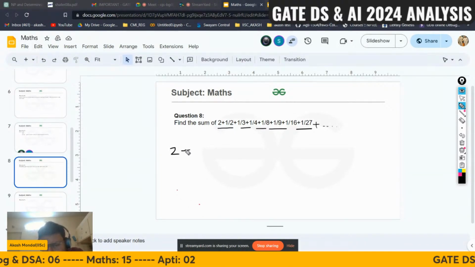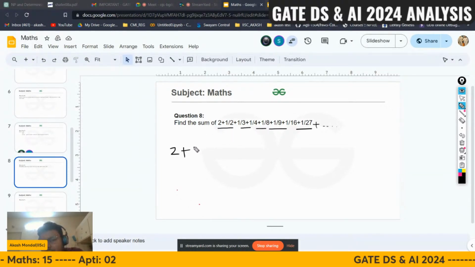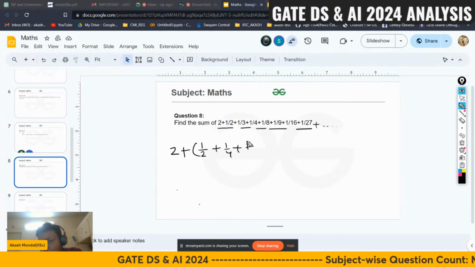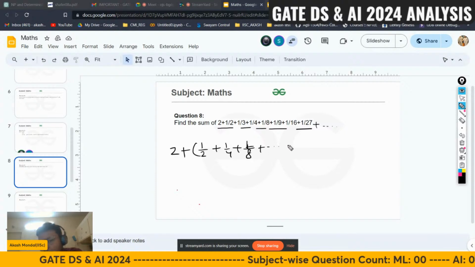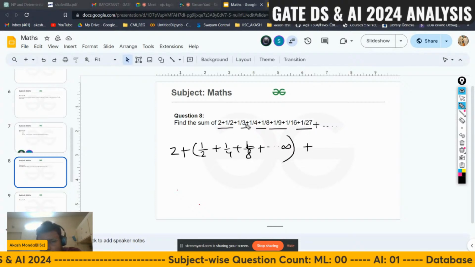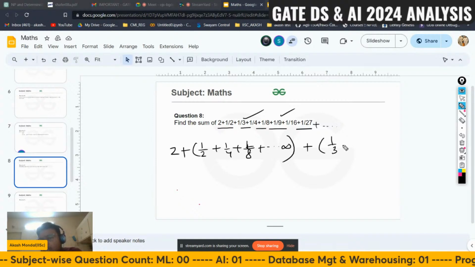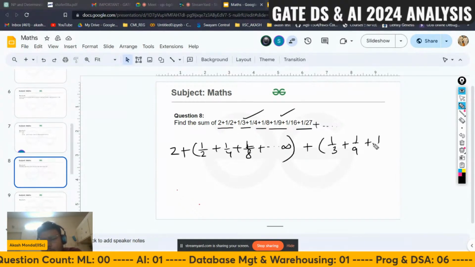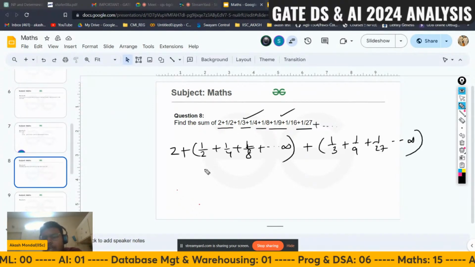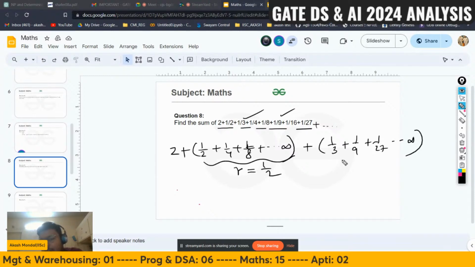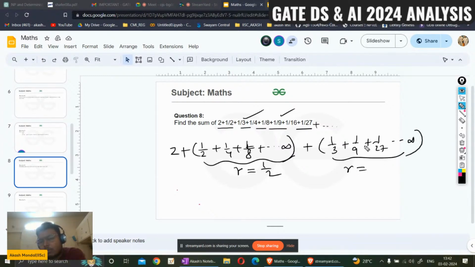So 2 plus, you just need to group terms, like 1/2 plus 1/4 plus 1/8 and so on up to infinity, plus again you group these terms to form a GP series: 1/3 plus 1/9 plus 1/27 and so on and so forth. So this is a GP series with common ratio 1/2, and this is also a GP series with common ratio 1/3. So you just need to sum it up.